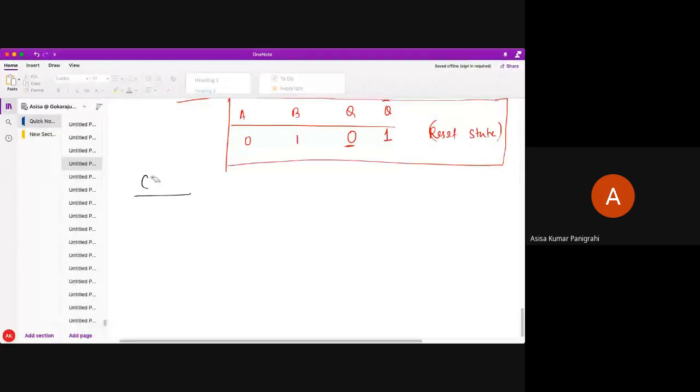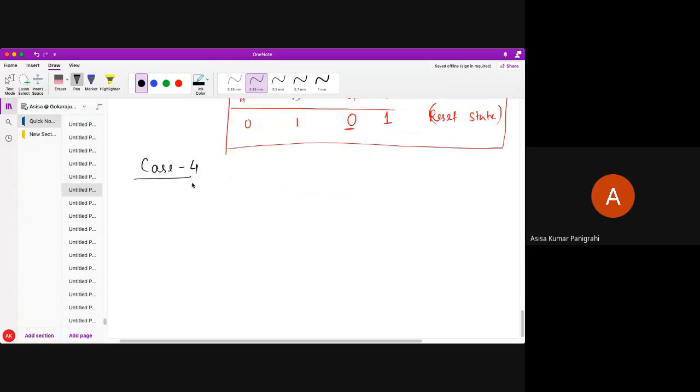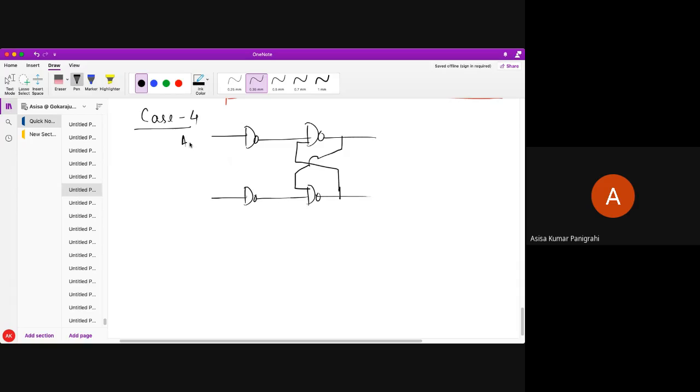Okay, so my next case is case number 4. In this case number 4, I'm taking the same logic circuit. I have taken here A, B, and this is my Q bar. Taking the fundamental assumption here, Q equal to 0, Q bar equal to 1. Now I have taken A equal to 1, B equal to 1.